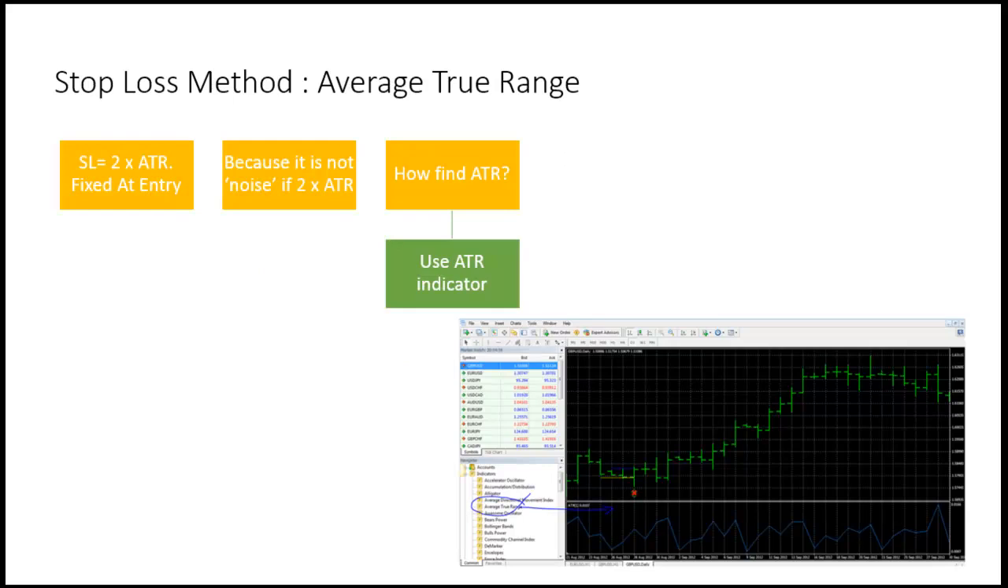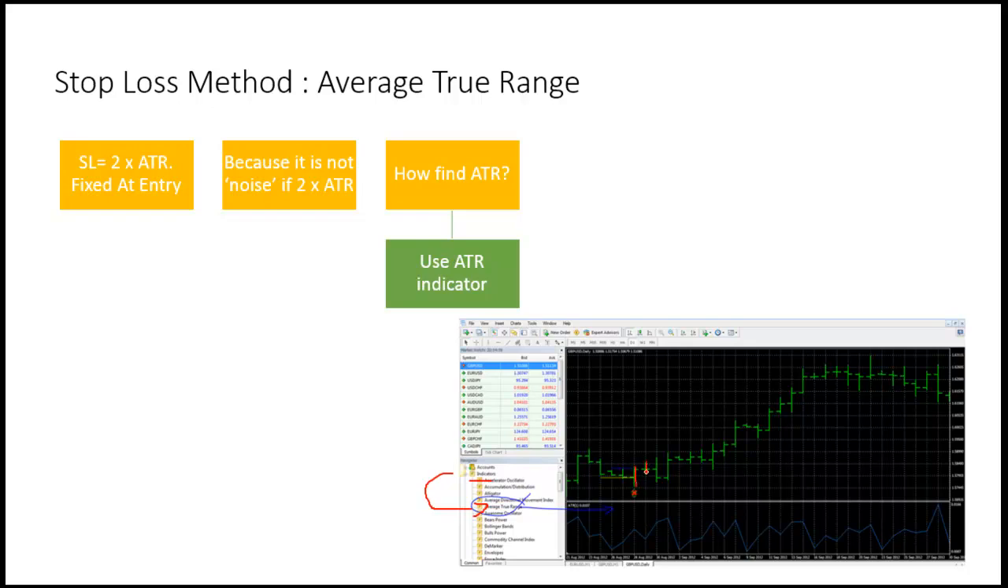How do you do that? Well, we do it this way. We say the stop loss is going to be 2 times the average true range, fixed at entry. Because if it moves twice or more than twice the average true range, then it's not just market noise, it's actually a reversal. How do you find the ATR? Well, you can use an ATR indicator. Many pieces of software where they list their indicators will tell you what the average true range is and will calculate for you that on average, that's how much this range is.